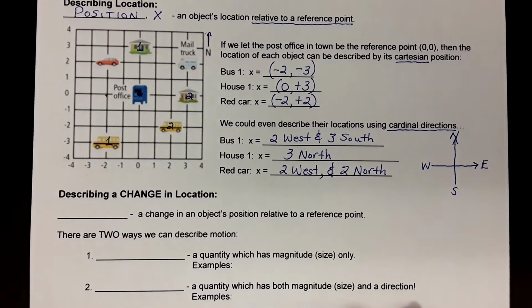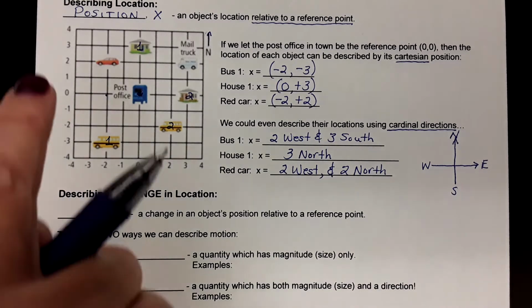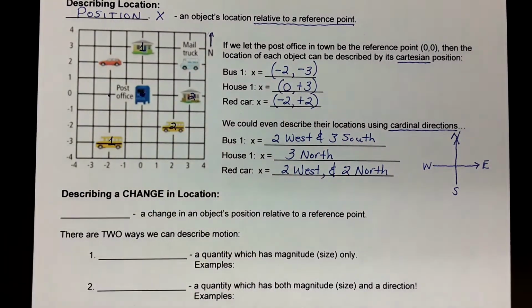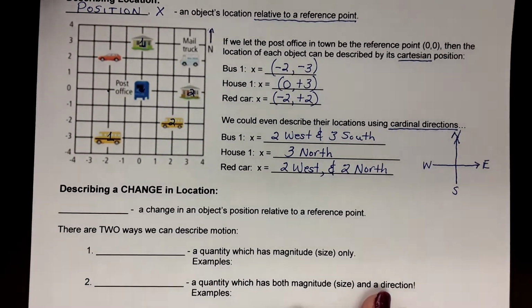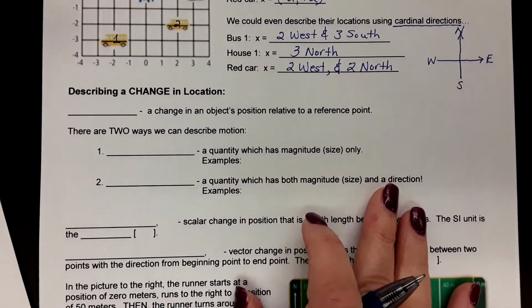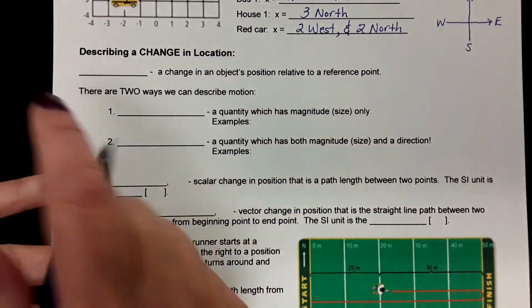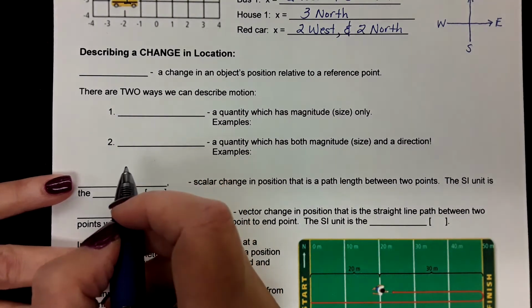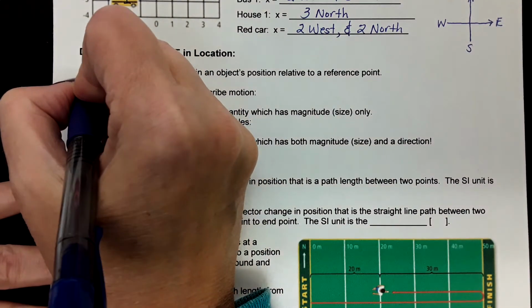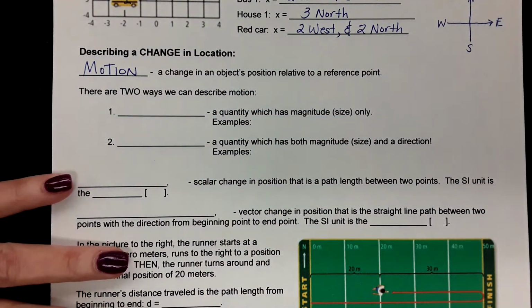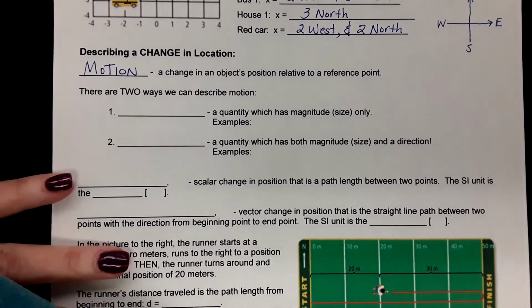Okay? All right. Now, if an object moves, that means it's going to change location. It's going to change position. So let's look at what happens when an object changes position. When it changes position or location, okay, it is undergoing motion. Motion is a change in an object's position relative to a reference point, like the post office.